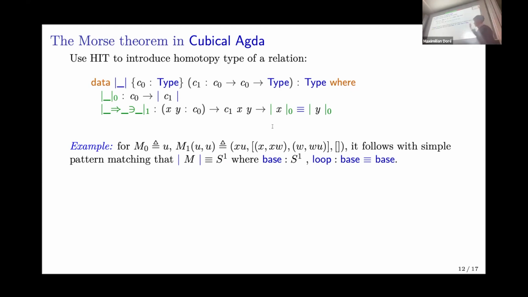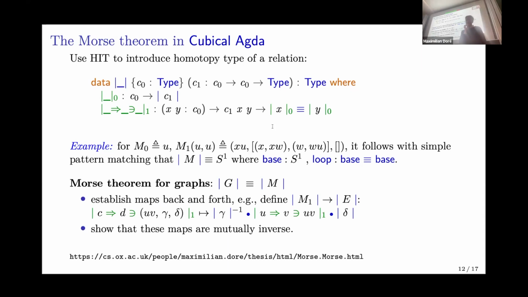So we can just prove directly that this Morse complex here is the same thing as the circle by pattern matching directly. But of course, the general result that we want to obtain is that for some general graph, its Morse reduct will have to be the same thing as far as Cubical Agda is concerned. And to establish this result, we can give an equivalence between types.